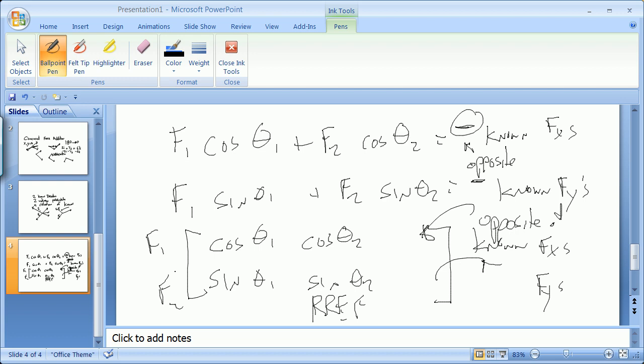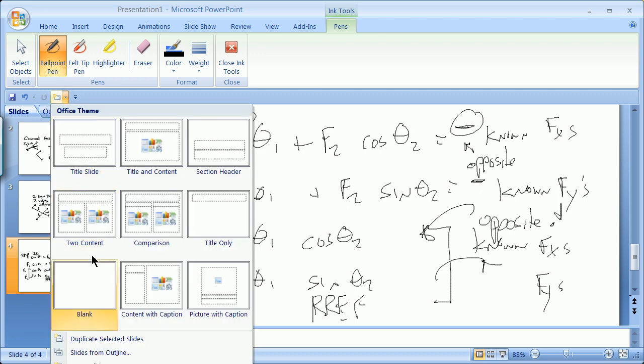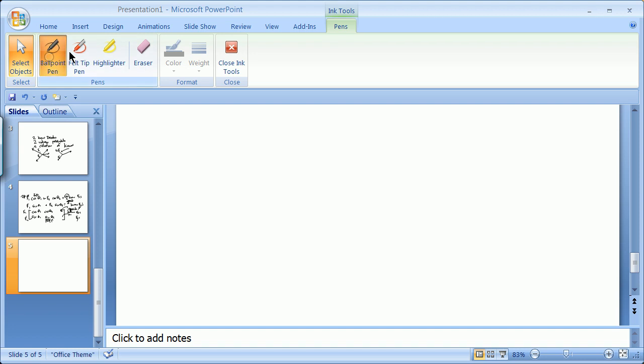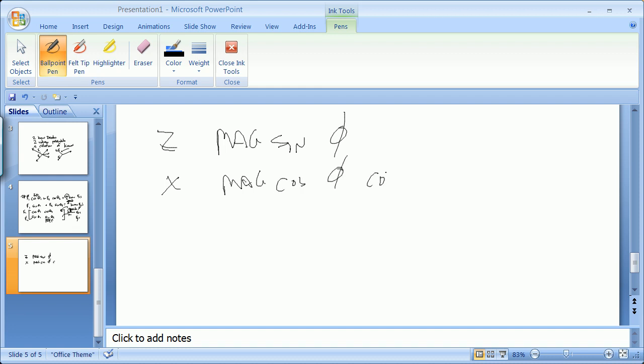I will let you know that this works in 2D or 3D. But then, of course, going to 3D, you have to remember that your z's are going to be the magnitude times the sine of the elevation angle. And your x's are going to be the magnitude times the cosine of the elevation angle times the cosine of the angle in the xy plane. And your y's are going to be the magnitude times the cosine of the elevation angle times the sine of theta. But it works out to be the same way. Those are concurrent force problems.